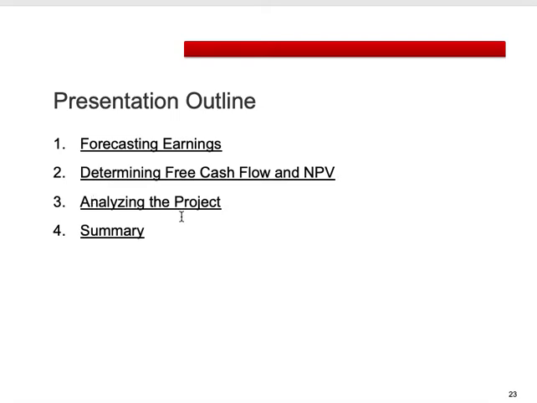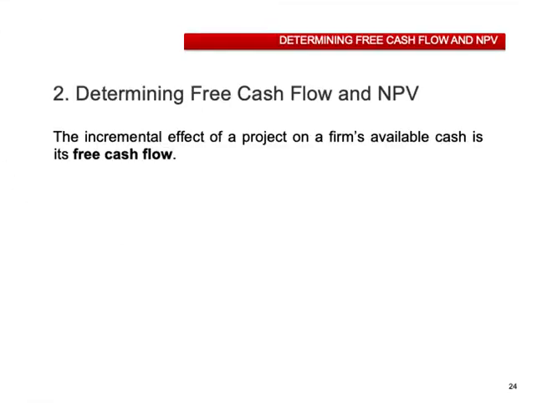In video 3 that follows, we're going to analyze the project, and in the last video I'm going to give you a summary. In a previous video we talked about forecasting earnings, and we said that forecasting earnings is the first step to calculate the underlying cash flow, and from cash flow we go to NPV. Now, why cash flow? Because cash flow actually measures the incremental effect of a project on a firm's available cash. So in other words, the free cash flow has an impact on the available cash position of a company.